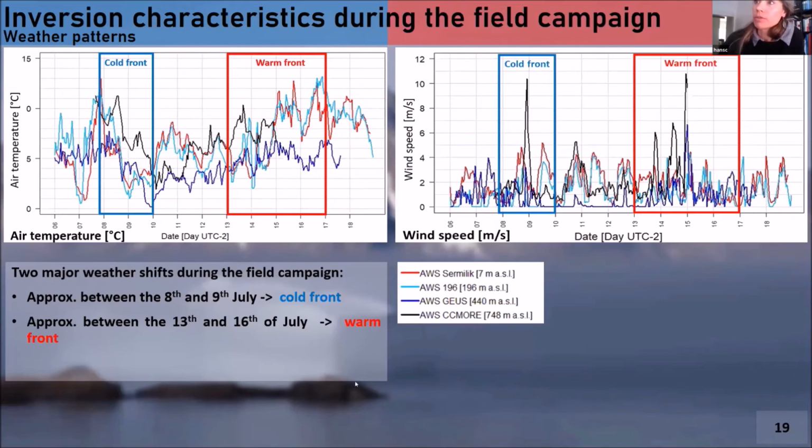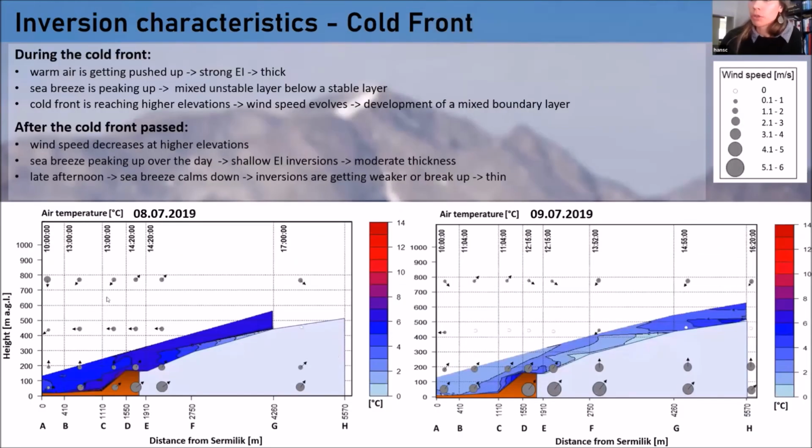Yeah, so I will shortly introduce the picture here. Again, we have the distance from Semmelik and the positions where we took the profiles. Here again, meters above ground level. The size of the circles indicates the wind speed, so the bigger they are, the more wind speed there is. The arrow indicates the wind direction. And here we can see the different layers of the atmosphere and the temperature.